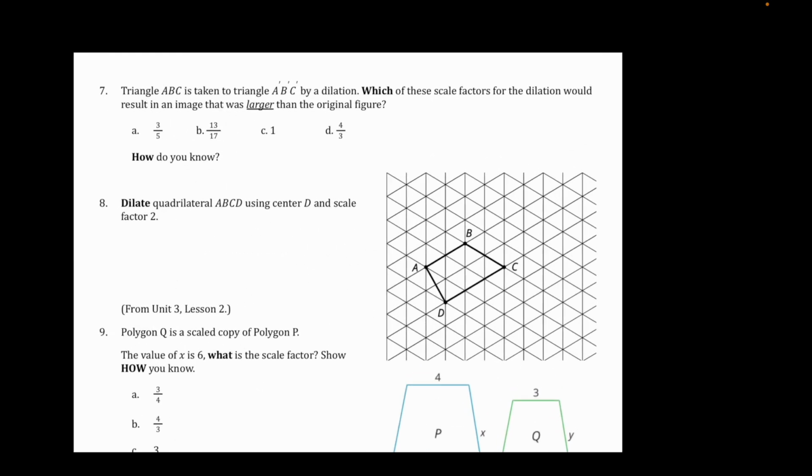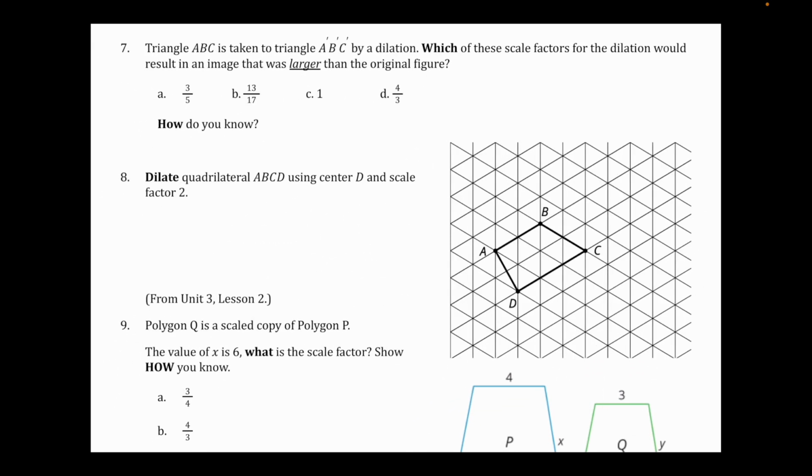We have 7, 8, and 9, but they're also not too bad. They're not asking us to write paragraphs of explanations. I'm just being long-winded. So triangle ABC is taken to triangle A prime, B prime, C prime by a dilation. Which one of these scale factors would result in an image that is larger than the original figure?